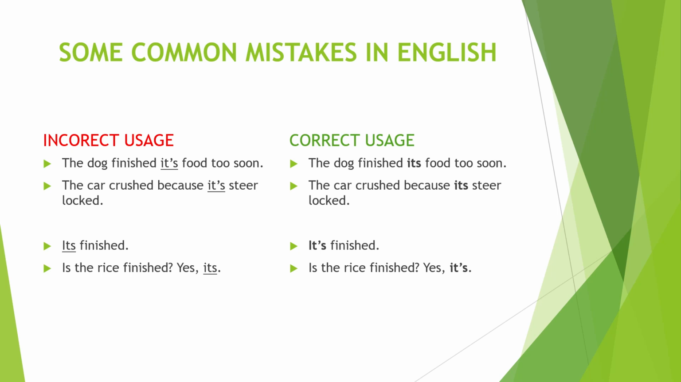Next sentence, the car crashed because its steer locked. The steer belongs to the car, or it's part of the car. The car crashed because its steer locked. It is therefore wrong to say the car crashed because it is steer locked. No, the car is not steer locked, but the steer of the car locked. Great. I hope you are understanding this.